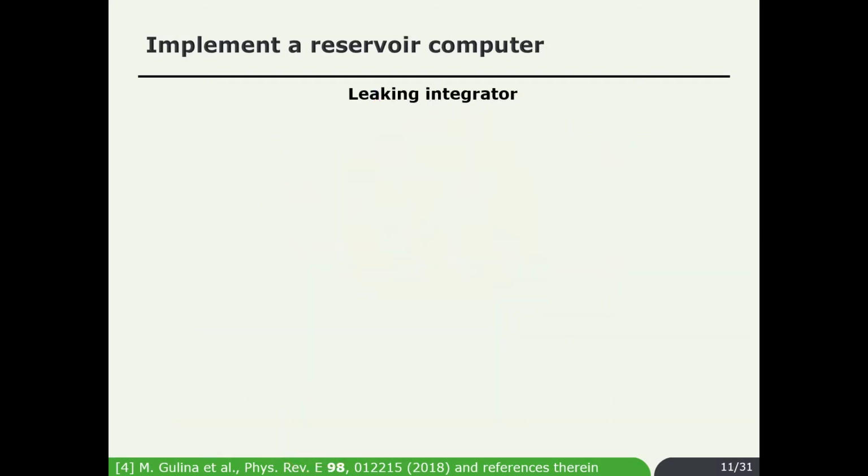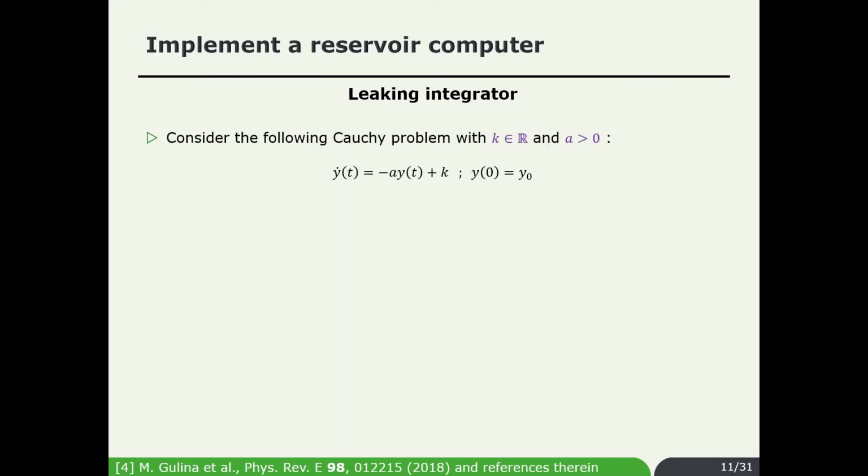To understand what a leaky integrating neural network is, let us start by studying the leaking integrator. Consider the following Cauchy problem, where k is a constant and a the leaking rate. The solution obtained by the varying constants method is given by this equation.